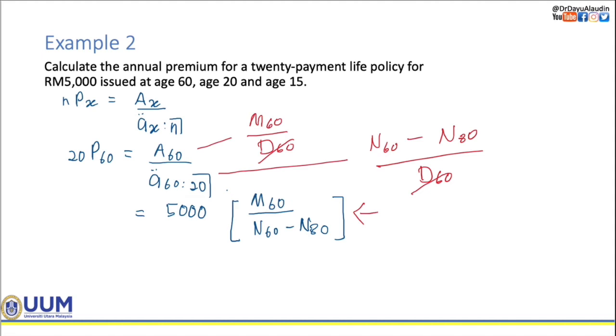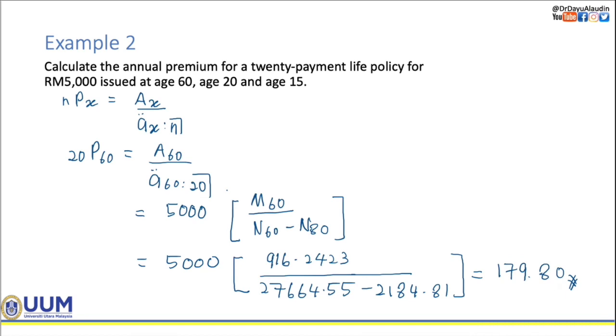So this is the benefit we have to put in front because it's constant. So we just put it in front. And then we substitute M60 by referring to the ILT table, as well as N60 and N80. And then we get 179 ringgit 80 cent. So the annual premium for the person age 60 is this one.